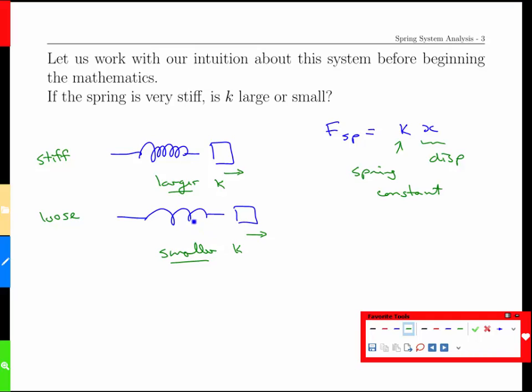And correspondingly, if we had a loose spring or a soft spring, then we'd expect that the k value would be smaller because for the same displacement, there's less force, so it's multiplied by a smaller number here.